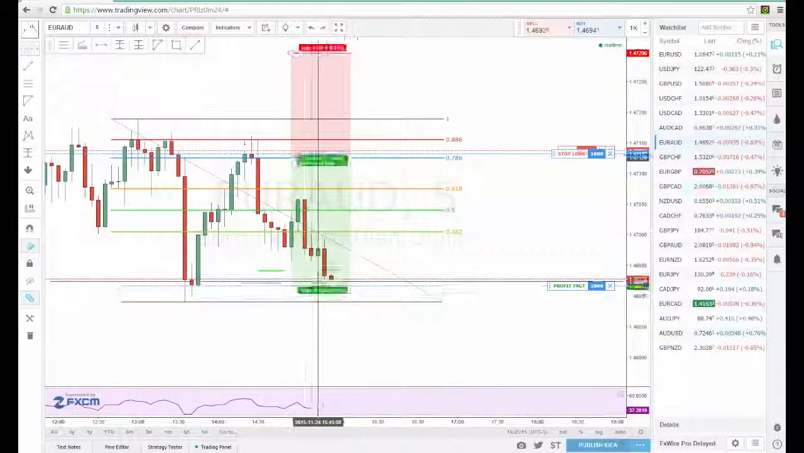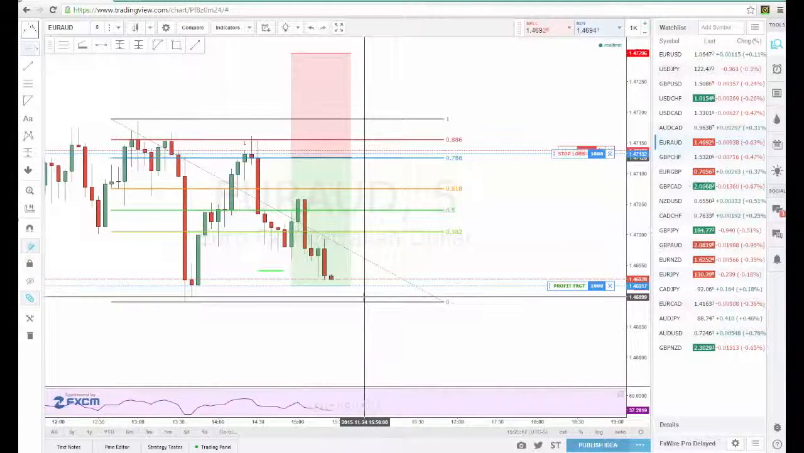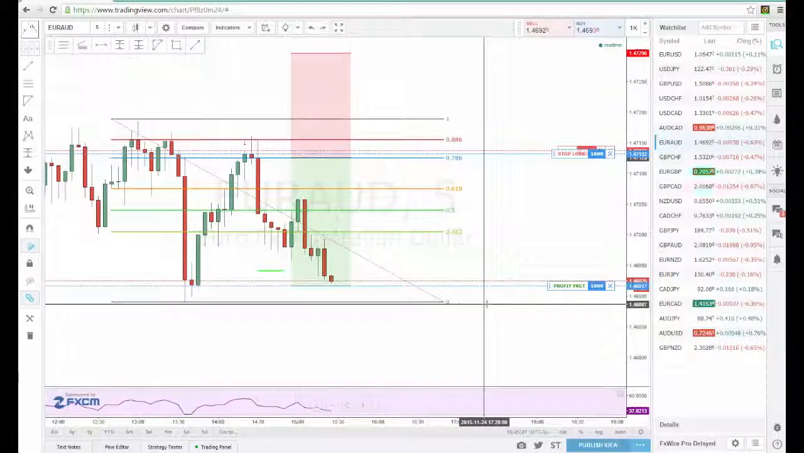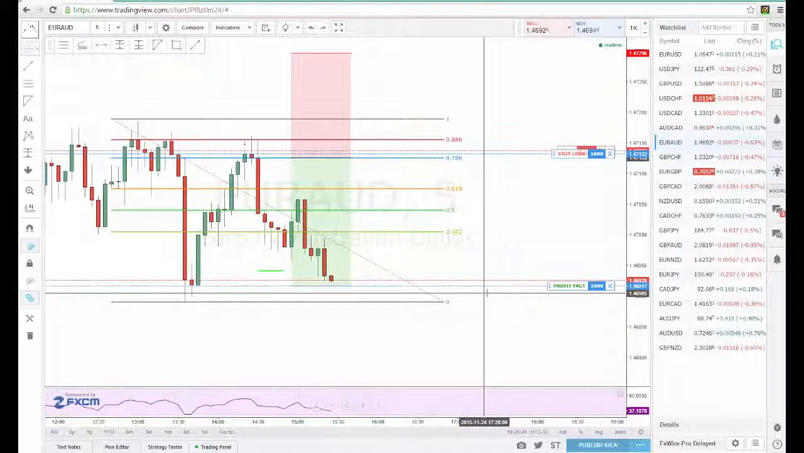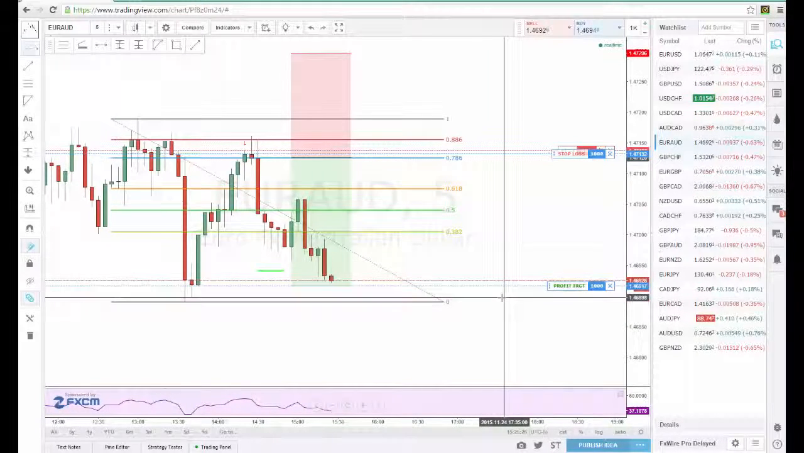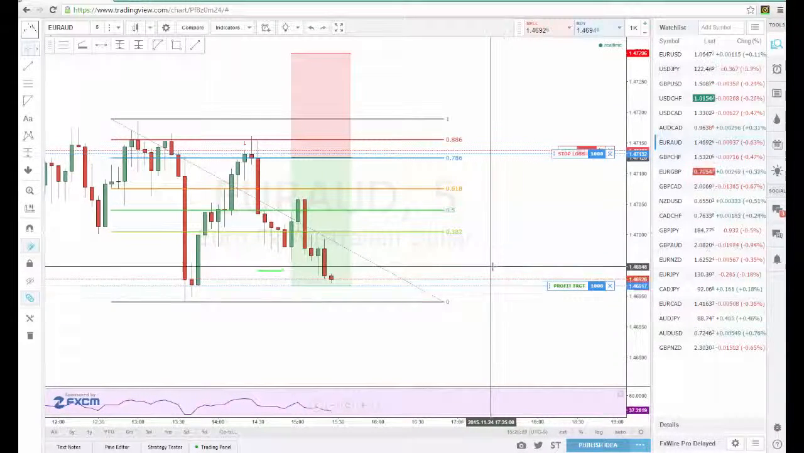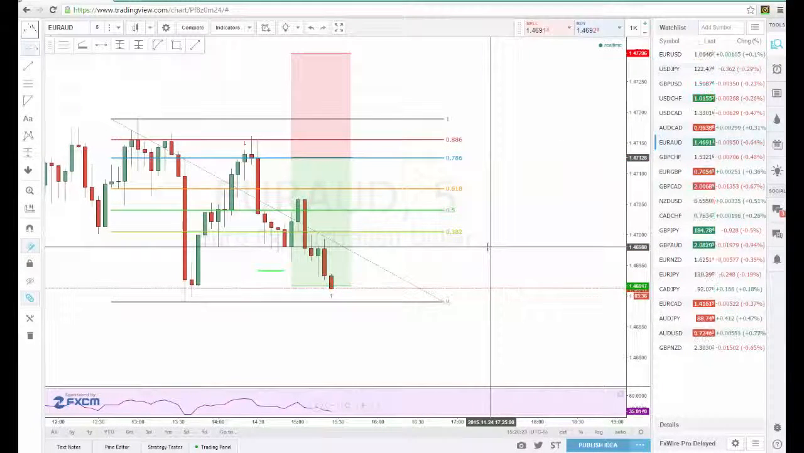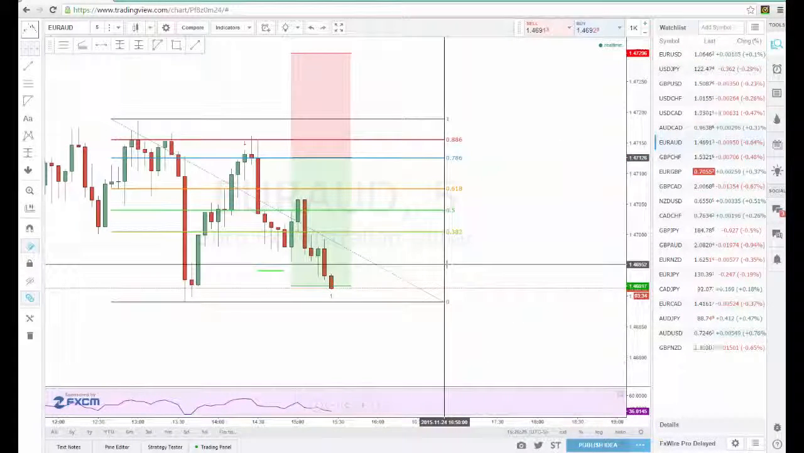And here we are within 1 pip of hitting targets. Just waiting for it to press a little bit lower so we can get out of here with some money in the bank. And there we go, guys. Targets filled.